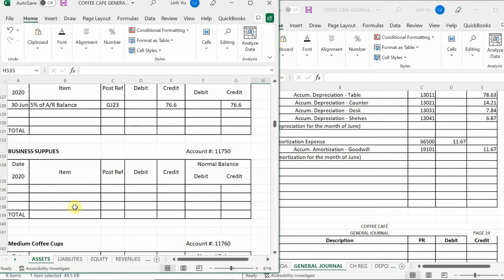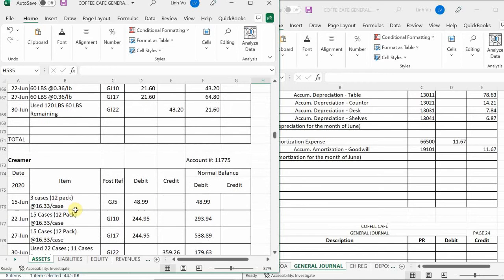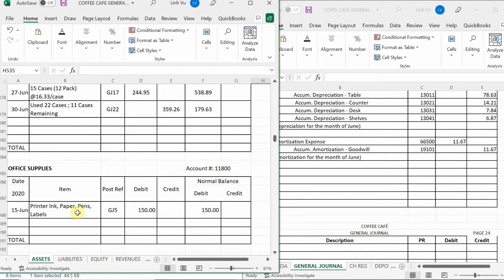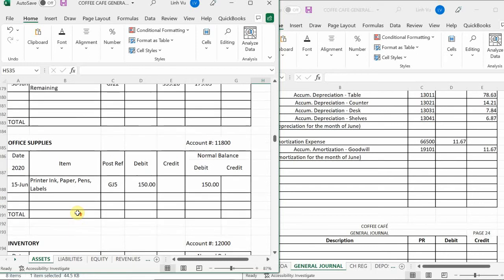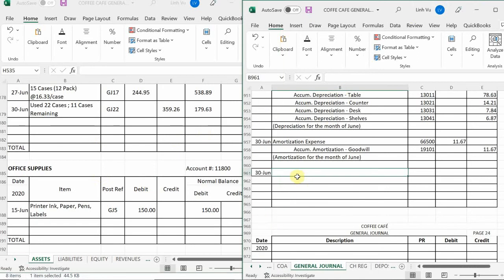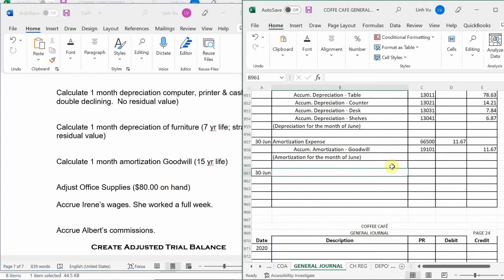Okay, so let's see, business supplies, no, okay. All right, office supplies. Right now we have $150 worth of office supplies. And at the end of the month, I only have $80 left. So what does that tell me? I started out with 150 and now I only have $80 left. How much office supplies did I use? $70 worth? We used $70 worth.